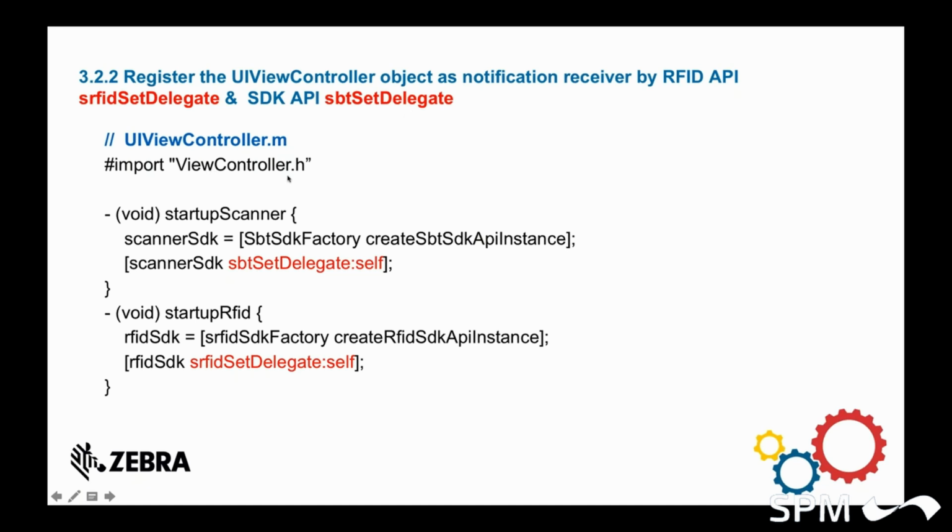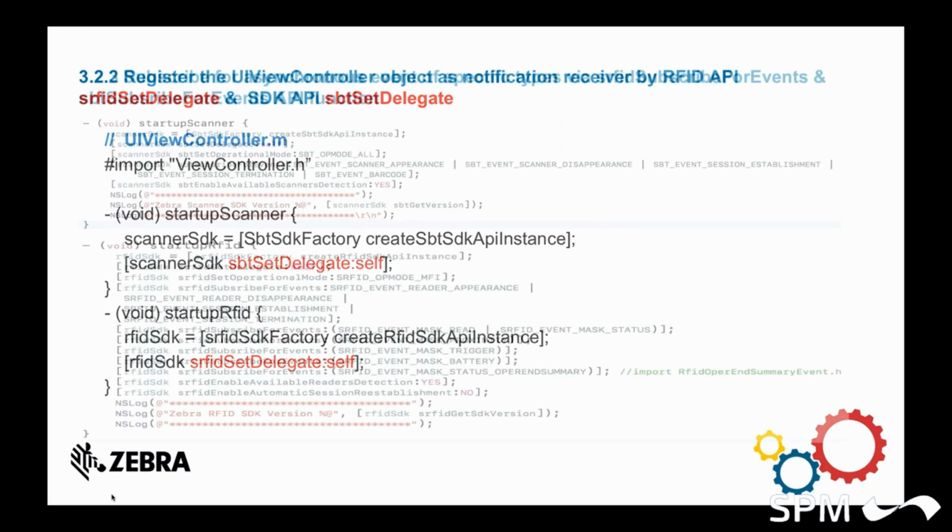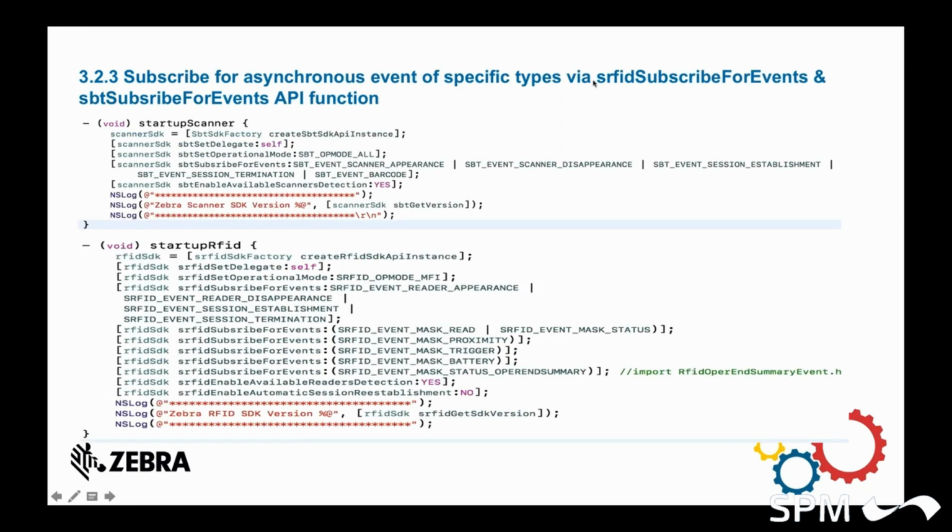In your view controller.m implementation file, you need to register for notifications by the SBT set delegate API to your UI view controller.m. And in your start RFID code, you also need the set delegate. Last step, you need to subscribe to events for the SDK.